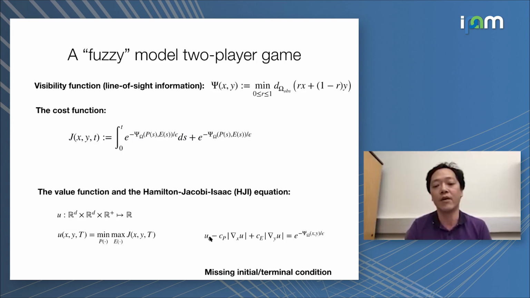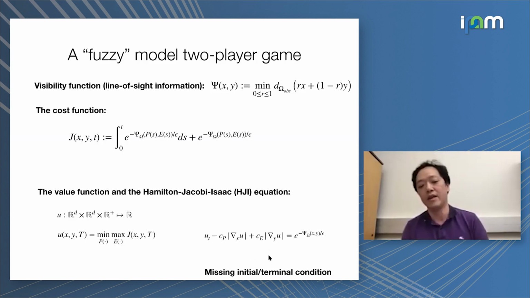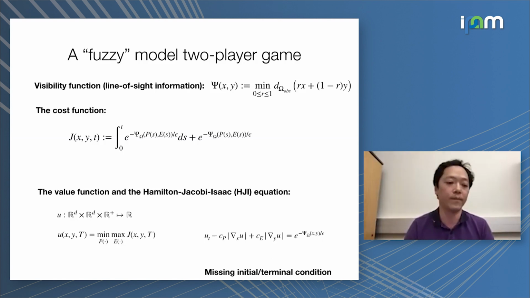Hamilton-Jacobi-Isaacs equation of the following form, where the dimensionality could be pretty high. And here I deliberately do not write down the initial conditions and the boundary conditions. The boundary conditions will be related to the end game states, and the initial condition will be just the terminal cost.